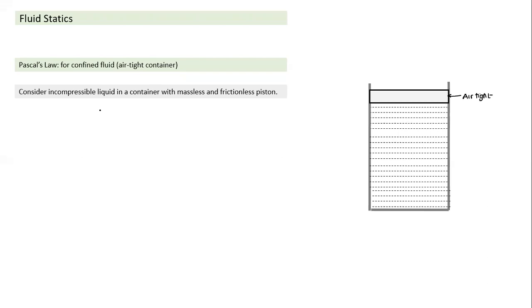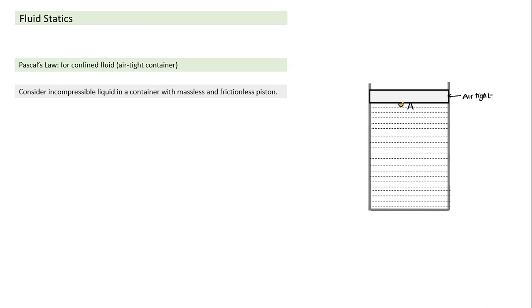So what we consider here is an incompressible liquid in a container, and this piston is massless and frictionless, but it is airtight. There are several pieces of equipment we can see in day-to-day life. Even car jacks work on a similar principle. So when it is airtight, what would be the liquid pressure just below the bottom surface of the piston here?